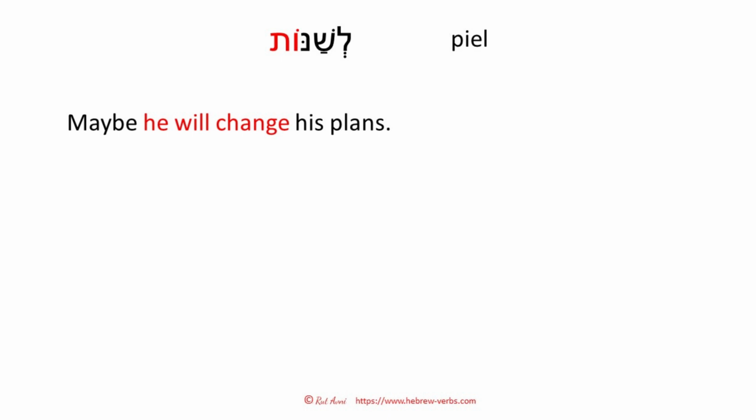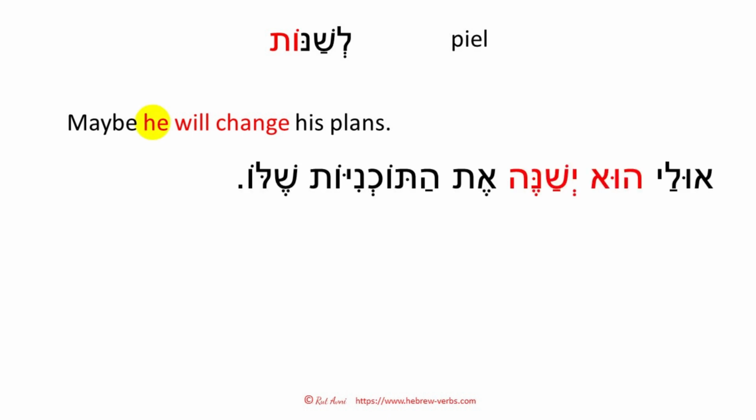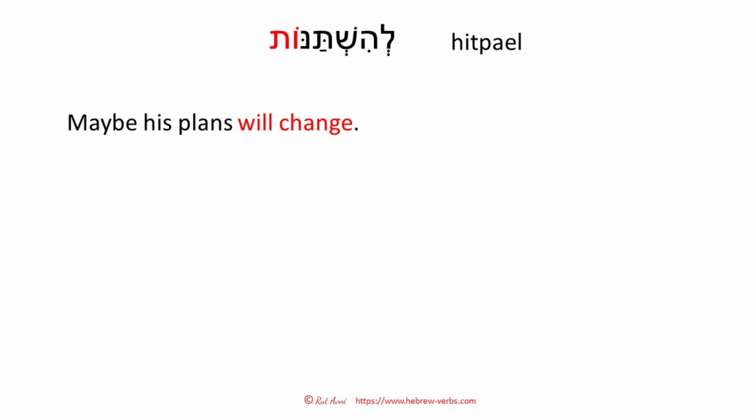Here, pi'el. Maybe he will change his plans. אולי הוא ישנה את התוכניות שלו. Now here it is he will change his plans. He is the one who's going to change the plans. So this is pi'el. Now, when we change that sentence and we say maybe his plans will change, that means the plans are basically changing themselves.